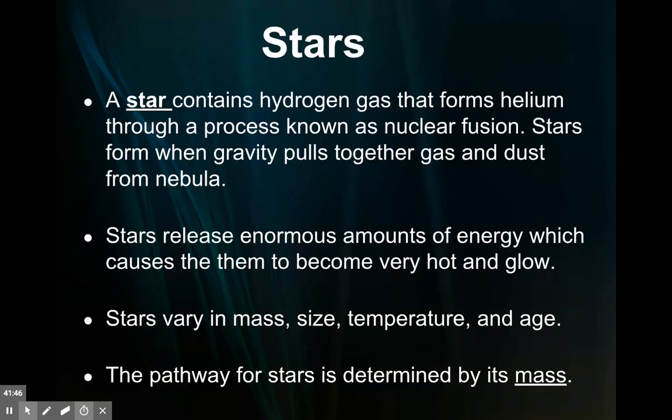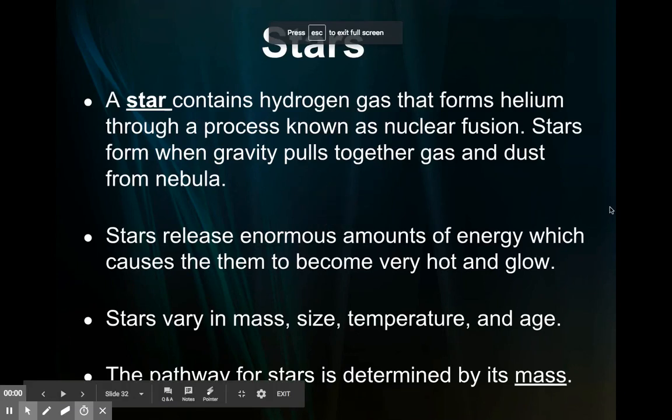Stars. A star contains hydrogen gas that forms helium through a process known as nuclear fusion. So gravity comes together and pulls together gas and dust, and it forms something called a nebula. That word right here, nebula. Stars release a lot of energy. They can become very hot and glow. We know that already. Stars vary in their mass. So you have some very small stars and some really, really large stars. They also vary in temperature and their age because they have a life cycle.